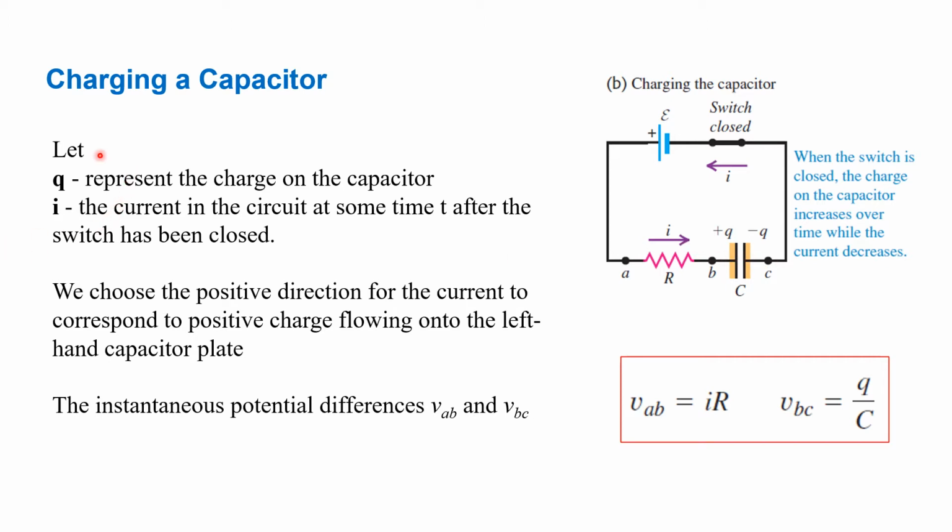Take note here that we are using small letters Q and I because you have here your time varying Q and I. If you have instead capital letter Q and capital letter I, that means those are constants in your circuit. That means those constants do not anymore change. The instantaneous potential difference VAB across your resistor and VBC across your capacitor are given by the following. You have VAB that's equal to IR and VBC that's equal to Q over C. VAB is time varying because you have a time varying I, and VBC is time varying because you have a time varying Q.